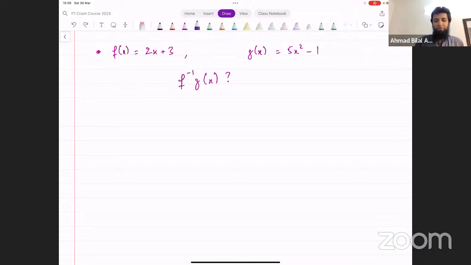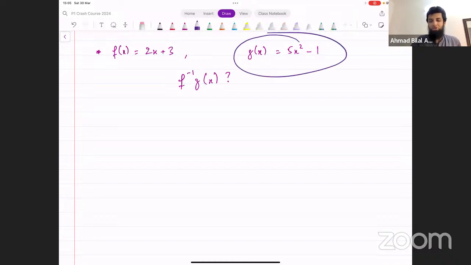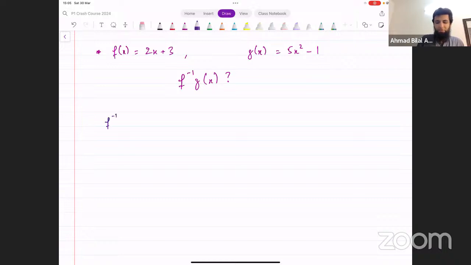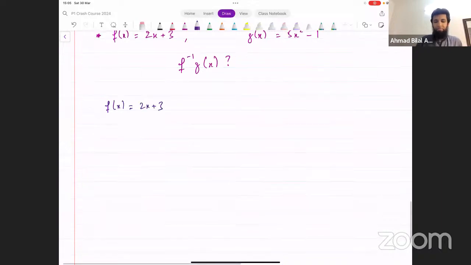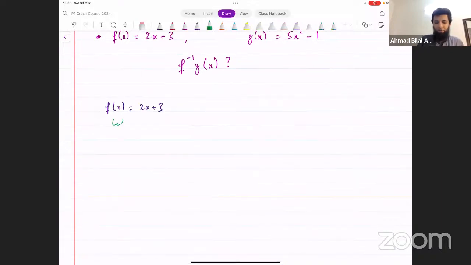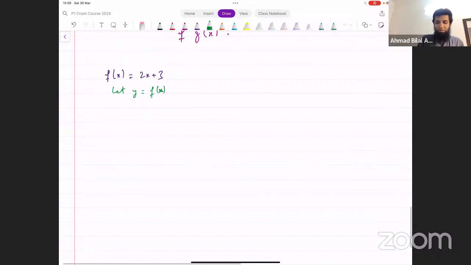First of all, you would have to find the f inverse function. And then inside that f inverse function, you would input g. Let's see how that would work. So first of all, you find the f inverse function. Let's see what that turns out to be. So f of x is equal to 2x plus 3. How do we find inverse functions? We say let y equals f of x. And that gives us y equal to 2x plus 3.